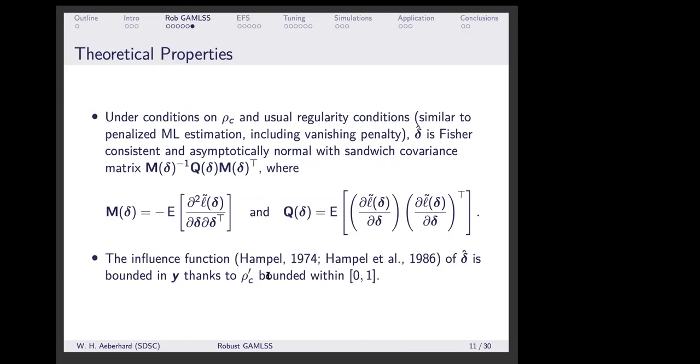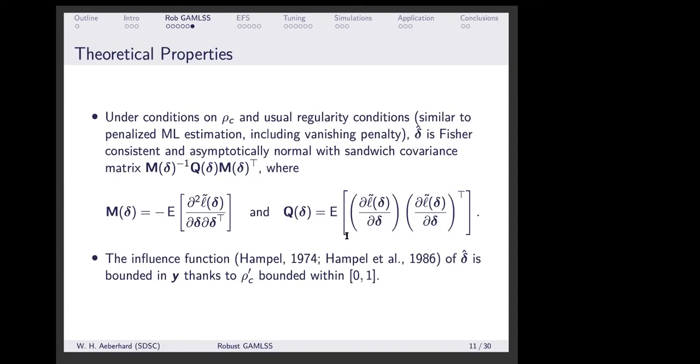There are a few theoretical properties that I will just mention. I don't think it's really worth going too much into the details, but it's good to know that they are there. So the robust estimator can be shown to converge to the true parameter under conditions. It is also asymptotically normal with the usual sandwich formula, M inverse Q, M inverse here. There should be a minus sign here.